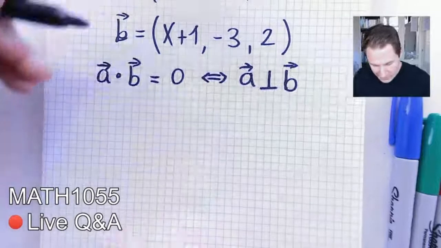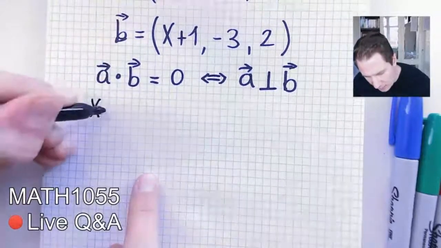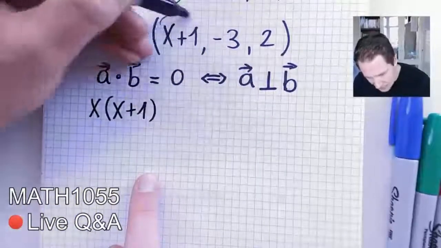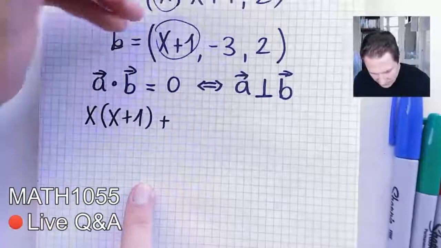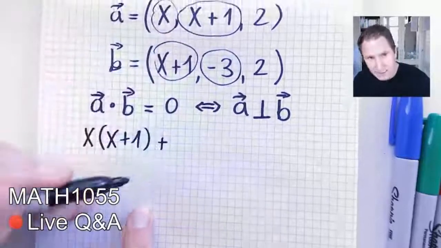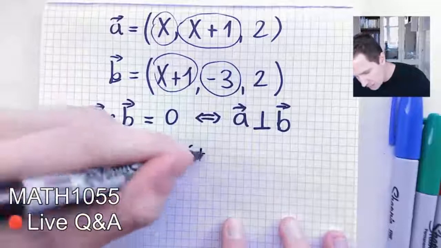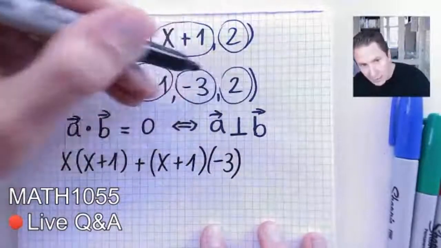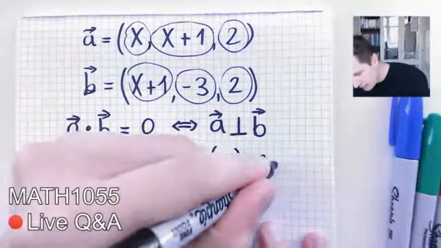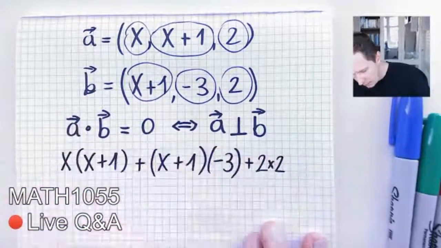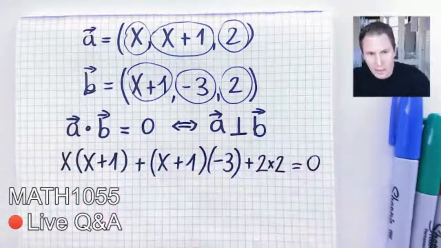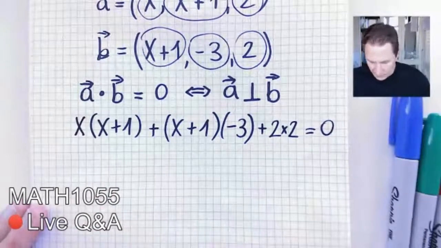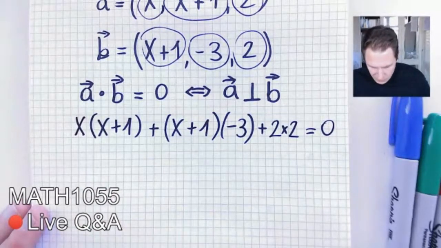So if you calculate the scalar product in the usual way, we multiply the first coordinates, so that's x times x, then add to that the product of the second coordinates, so that's x plus 1 multiplied by minus 3, and then add to that the product of the last coordinates, so that's 2 times 2. We should get 0. So we have to look for the value of x so that this equation holds true.